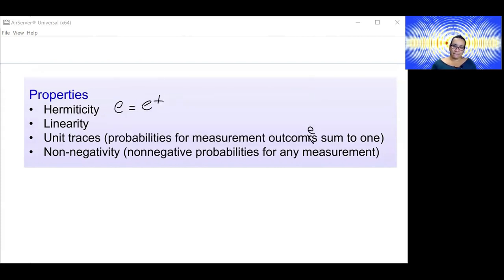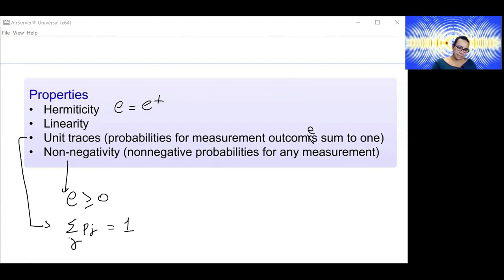So rho is going to be bigger or equal to 0. And we know that the sum of P_j needs to be equal to 1. Or also we know that trace rho is equal to 1.